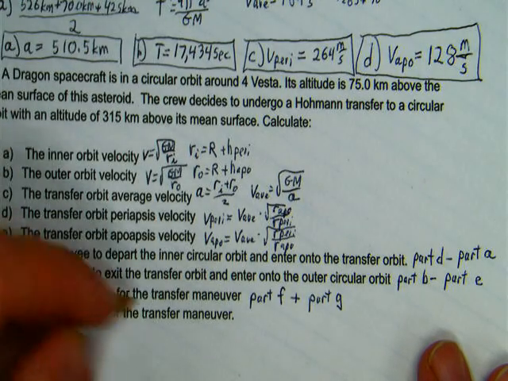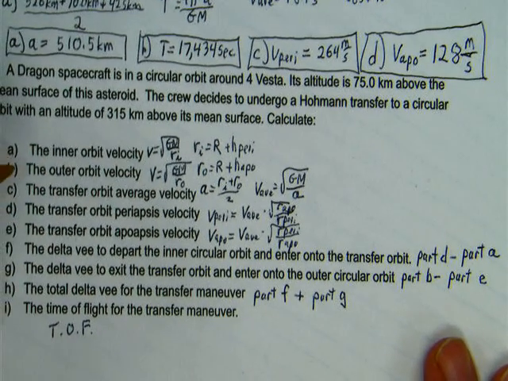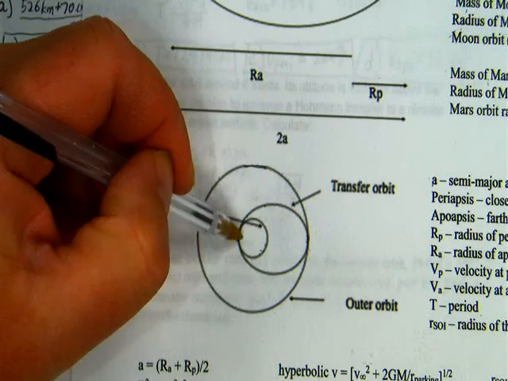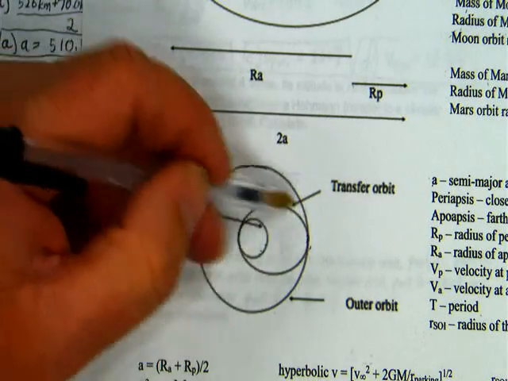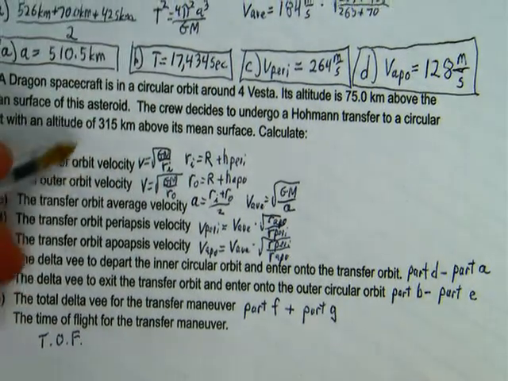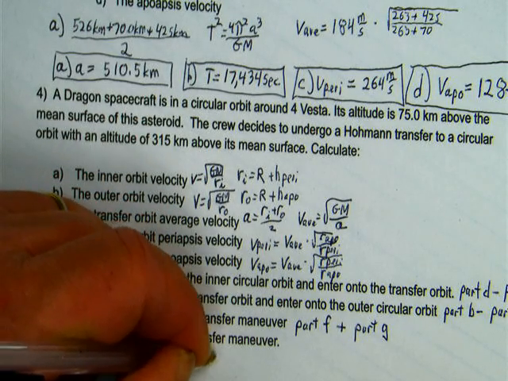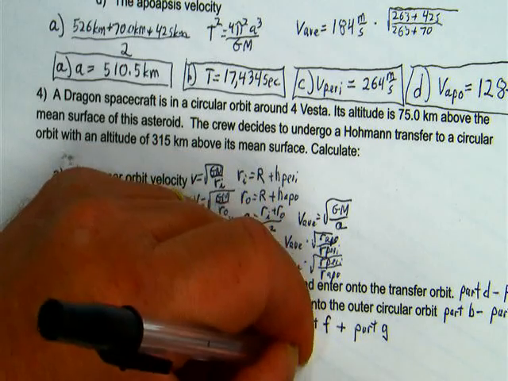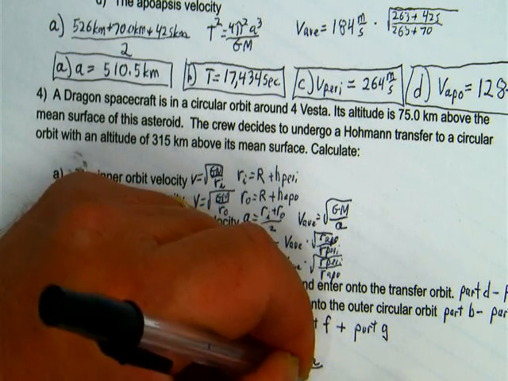And then finally, the time of flight for the transfer maneuver, TOF we call this, is going to be half the orbital period of the elliptical orbit. So from inner to outer is half an orbit, from outer to inner is half an orbit. We want the orbital period of the elliptical orbit and then divide that by 2. And so that's something we didn't actually calculate as any of the parts. So you're going to have to go T squared equals 4 pi squared a cubed divided by G M. And then time of flight is equal to the period of the elliptical orbit, subscript a, divided by 2.